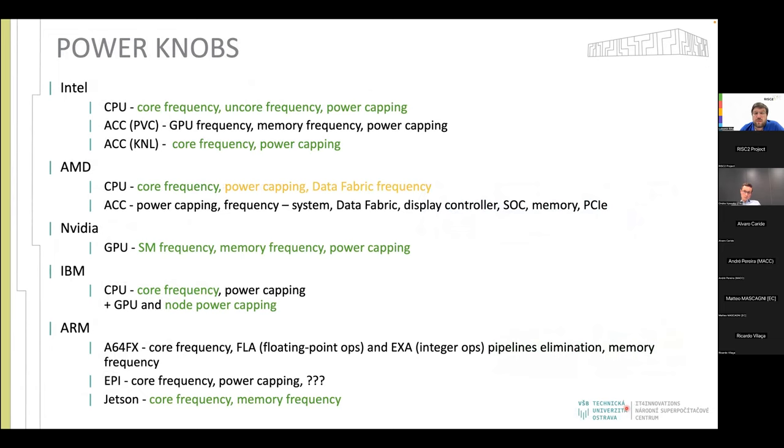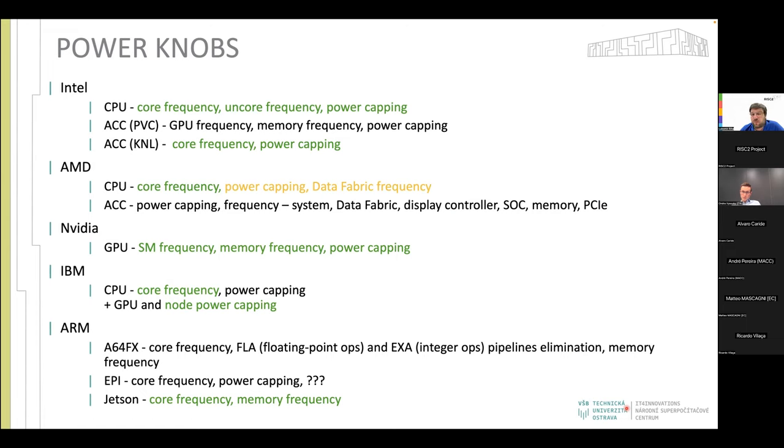So MERIC, in terms of tuning, supports these parameters. For Intel, we can tune the core and uncore, and we can set up power capping. For Intel accelerators, previously we did some testing on the KNL. We are also developing support for the Ponte Vecchio. Since we are a part of the LUMI consortium, we are also working on support for AMD. And as I was already mentioning, we have support for NVIDIA GPUs.